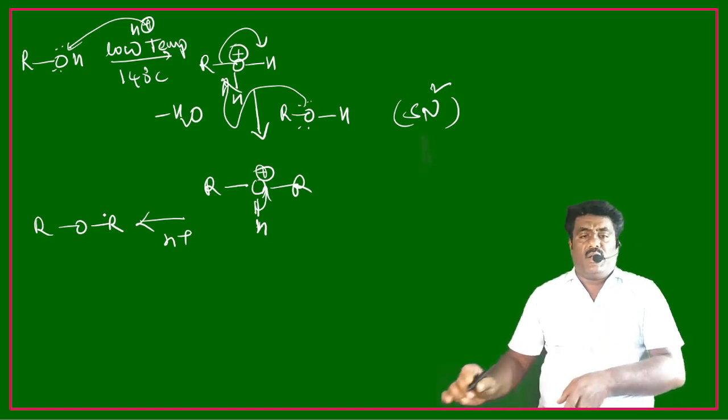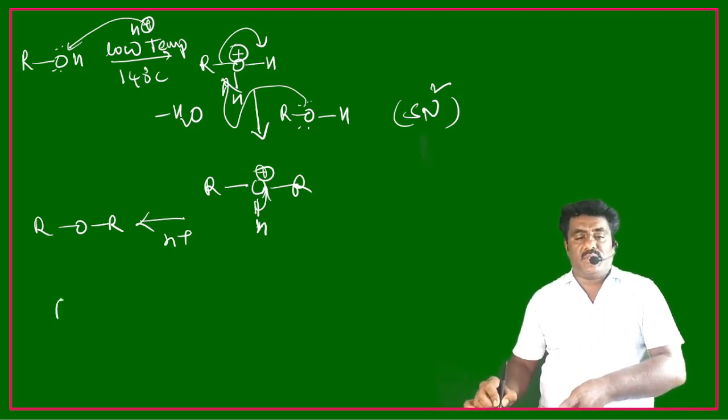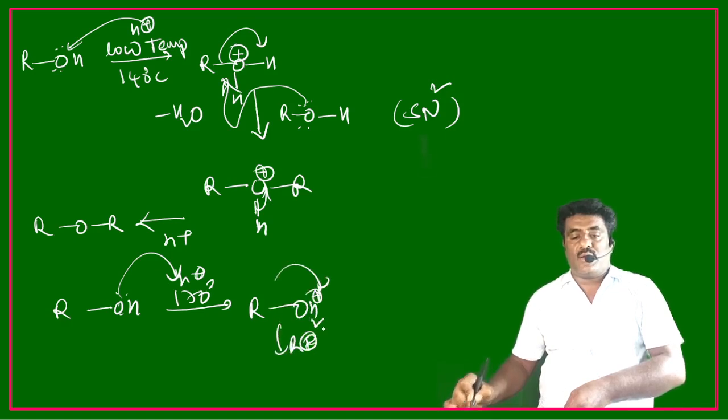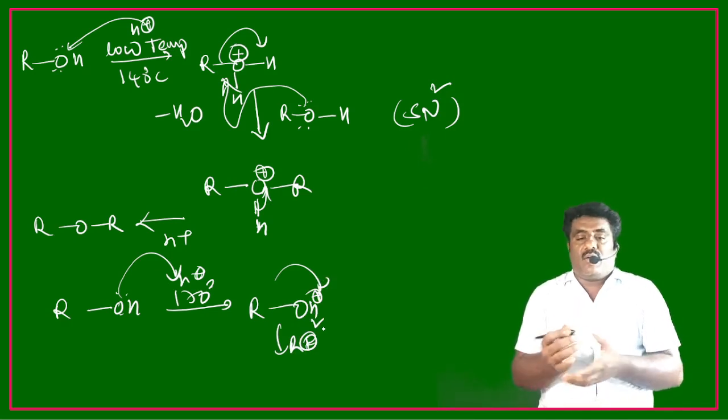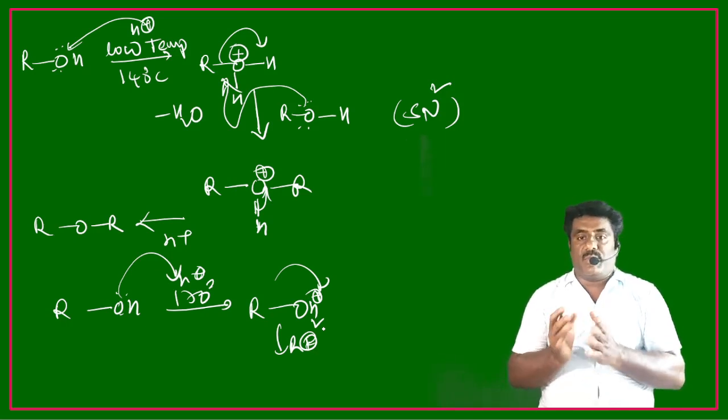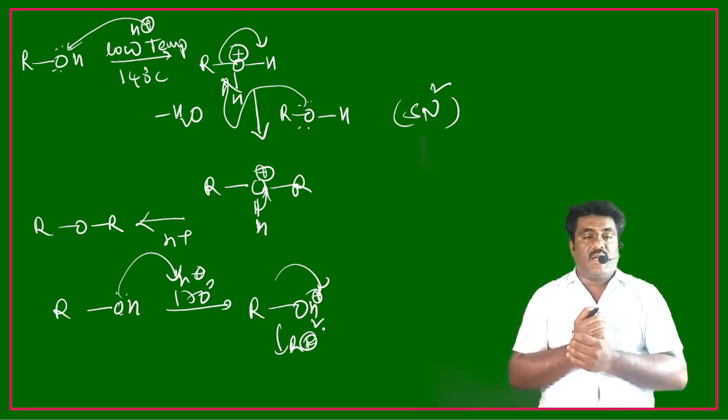At high temperature, what happens? H plus attacks over ROH2 plus to form a carbocation. After that, elimination happens to form an alkene. This is for the dehydration of alcohols.